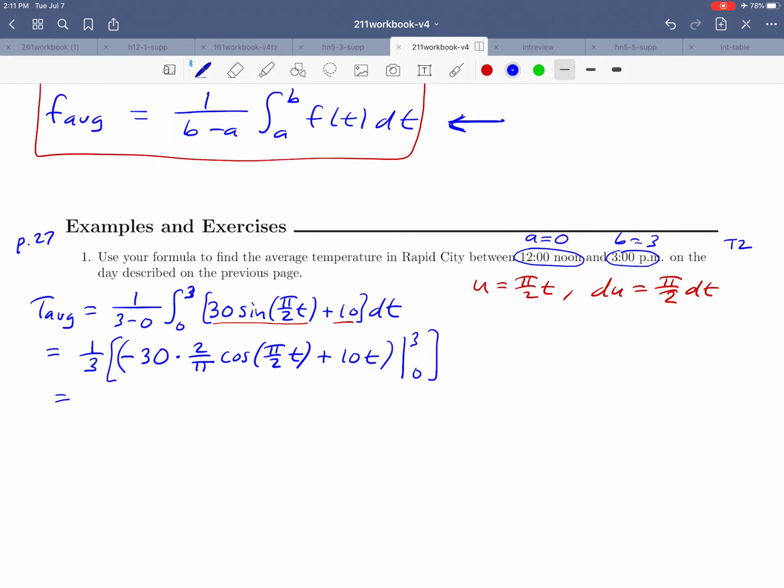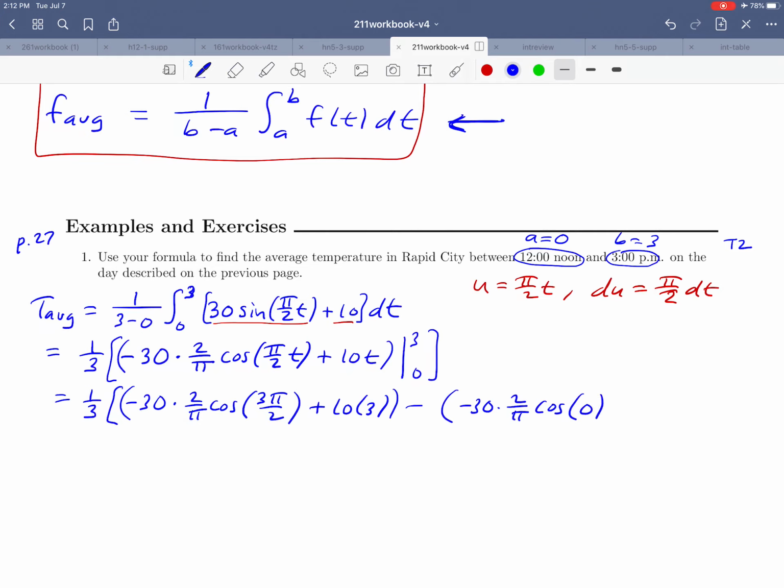So let's do that. Let's substitute our two limits in, starting with 3, the upper limit. So we're going to get negative 30 times 2 over pi times cosine of 3 pi over 2 plus 10 times 3. All of that's our upper limit. And then if we plug in the lower limit, negative 30 times 2 over pi cosine of pi over 2 times 0 is 0, plus 10 times 0 is 0.